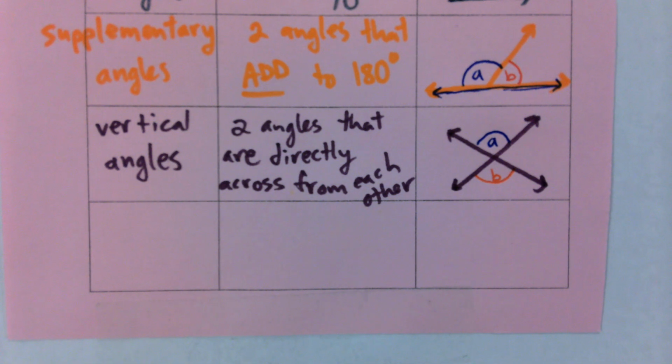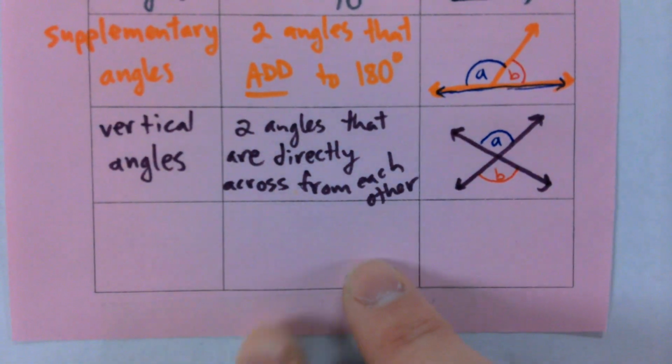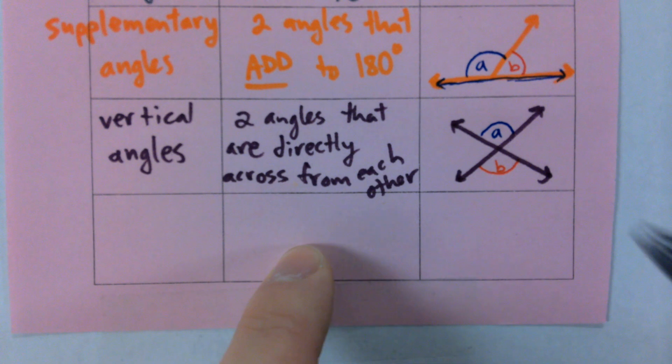Give me a thumbs up if you see what I mean by directly across from each other. Put your thumb up if that phrasing makes sense. Okay. Is anybody a little bit confused by what I mean by directly across from each other? It's okay if you are. I just want to know so I can explain.